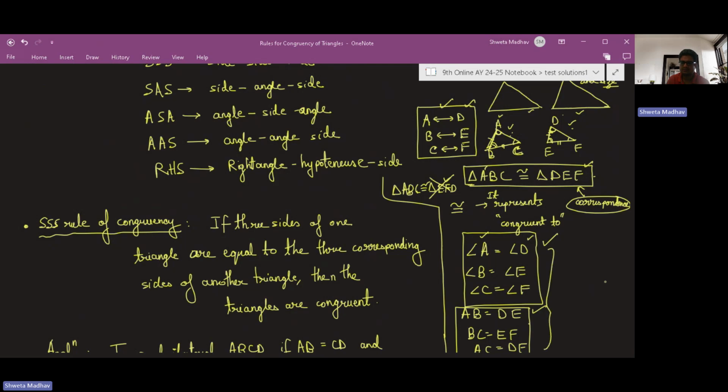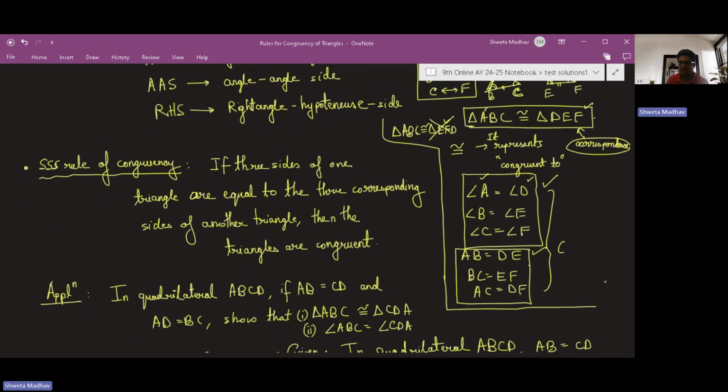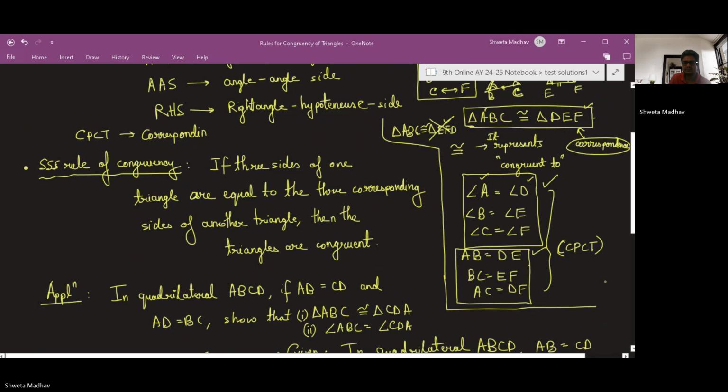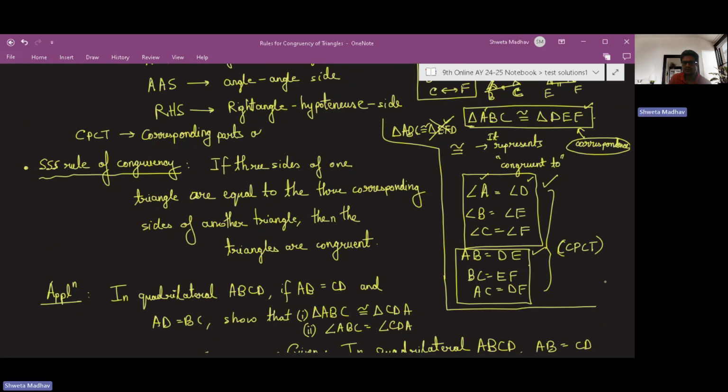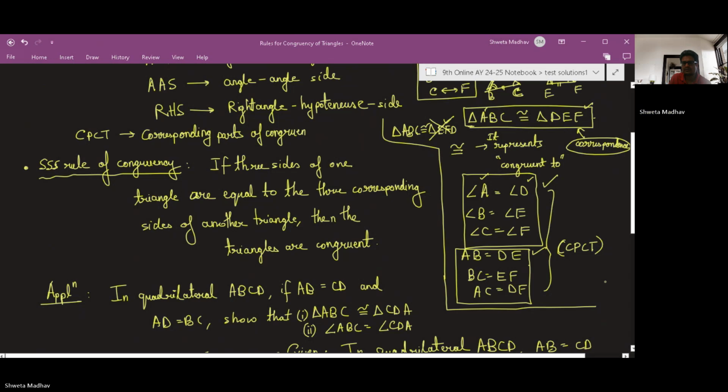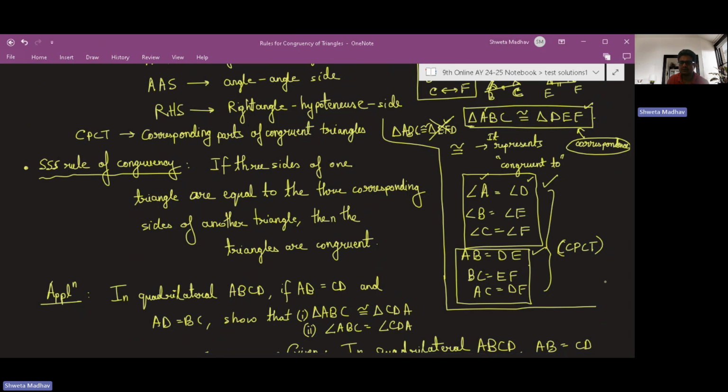And the reason for all of them we will write as CPCT. The reason is CPCT. CPCT means corresponding parts of congruent triangles. So when two triangles are congruent, then their corresponding parts are also equal. So hence, by CPCT only we can say that in the two triangles, the corresponding sides will be also equal and the corresponding angles will be also equal.